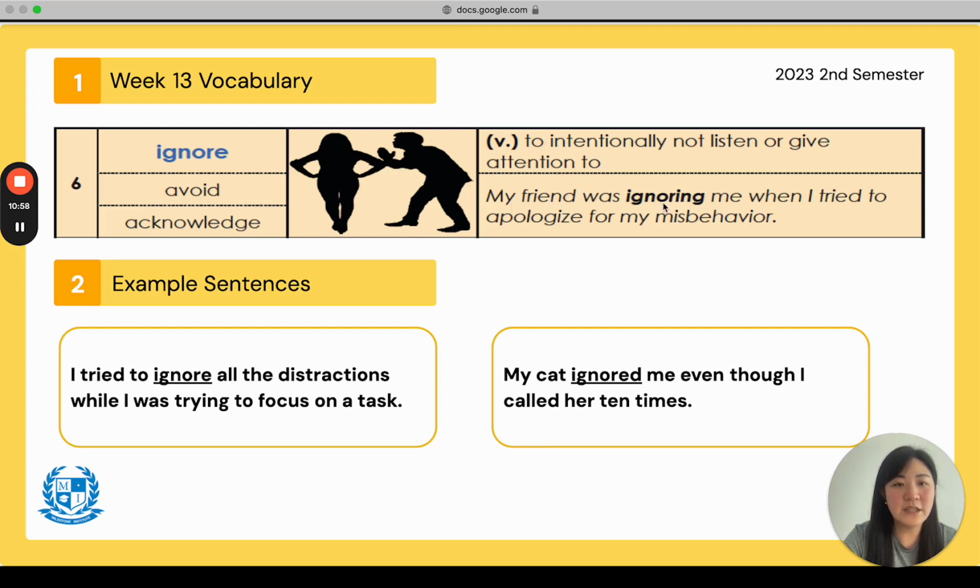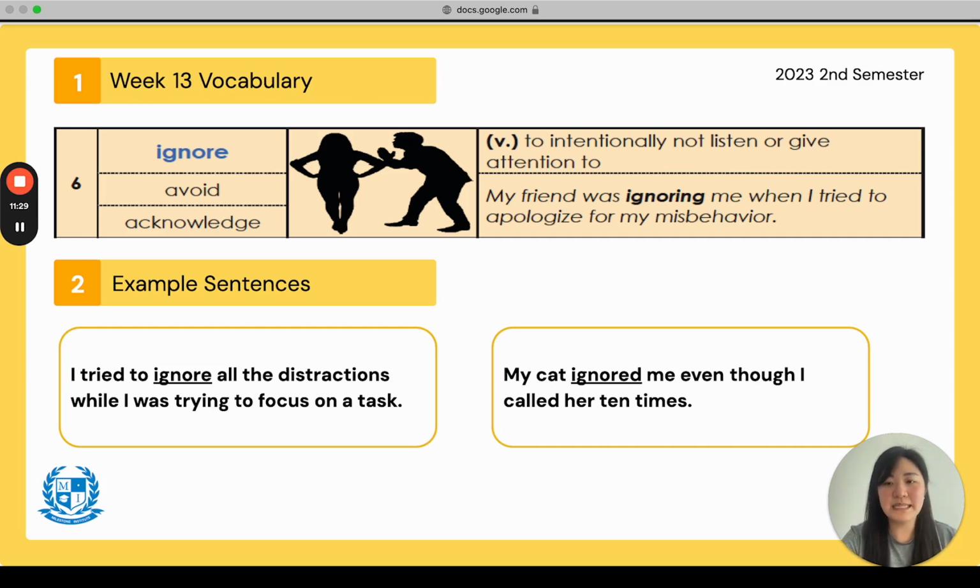My friend was ignoring me when I tried to apologize for my misbehavior. That's not very nice. If someone's apologizing and you're ready to accept that apology, you should not ignore them. But here, ignore means I don't want to listen to them. I do not want to talk to them. I'm going to ignore them, act like they're not there. Ignore. Repeat after me. My friend was ignoring me when I tried to apologize for my misbehavior.